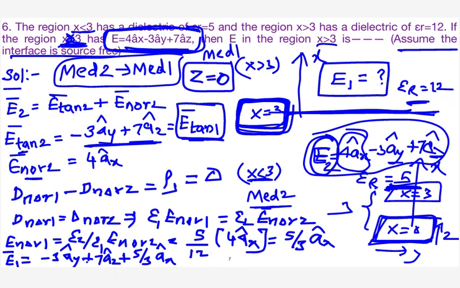So when I say z is equal to 0, x and y represent the tangential component and the z component represents the normal. Correct. When I say z equal to 0, only the z component is normal. So that time this is your normal and the remaining two terms will be your tangential component. Once you are splitting it, then straight away apply the boundary condition.